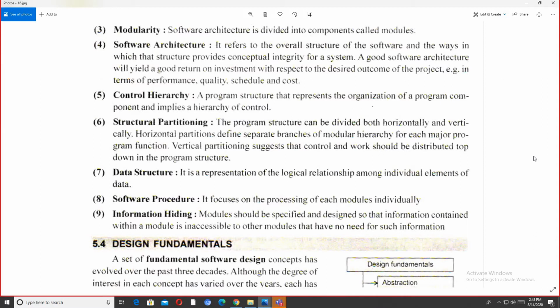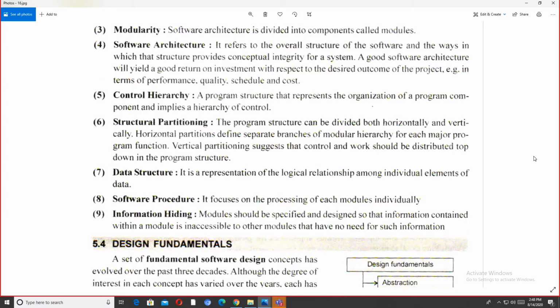What is software architecture? The next one is software architecture. It refers to the overall structure of the software and the ways in which a structure provides conceptual integrity for a system. So it clearly says that the main keyword here is conceptual integrity.